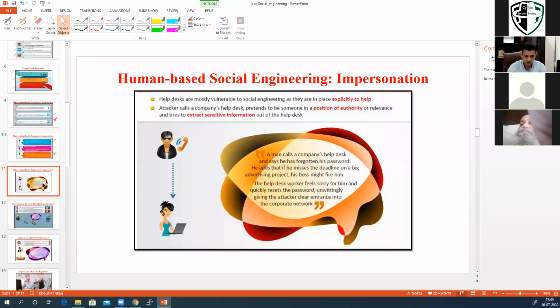Okay, there are other things related to this, so I will just go through quickly to cover this introductory part. So human based social engineering like impersonation, I've just given an example where you basically receive some calls. The attacker calls a company's help desk, okay, and pretends to be someone in a position of authority in that particular company, and he tries to extract some sensitive information out of that help desk. Okay, that generally happens, but these days people at good companies are getting trainings and they are usually aware, but still there are many people who do not know about these kinds of things which are happening.